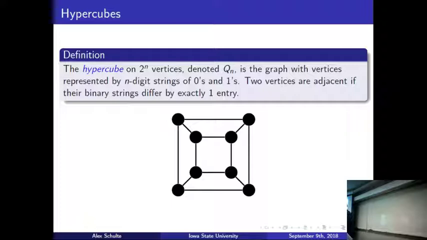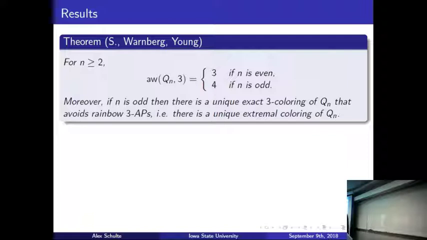Okay, so our result on the hypercube was that the anti-Van der Waerden number of a hypercube is either 3 or 4, and it's 3 when N is even, and 4 when N is odd. We also found that the extremal coloring for the odd case, when the anti-Van der Waerden number is 4, is unique up to isomorphism, because the hypercube is regular, so you can switch the colors, and it's still the same picture, just with different colors.